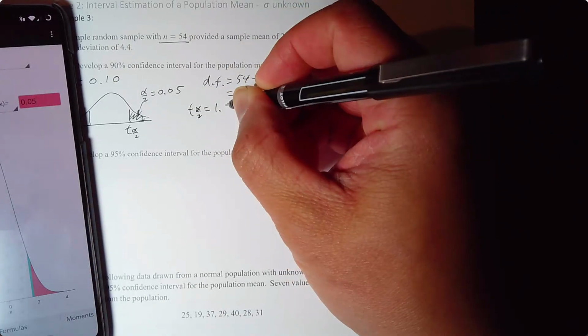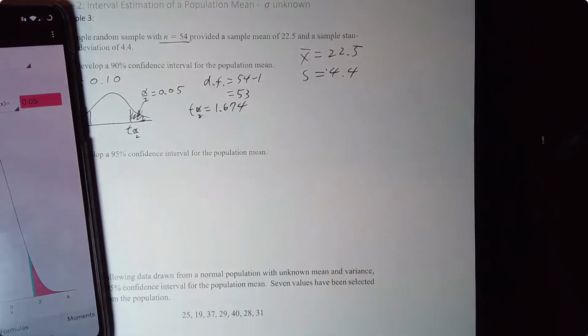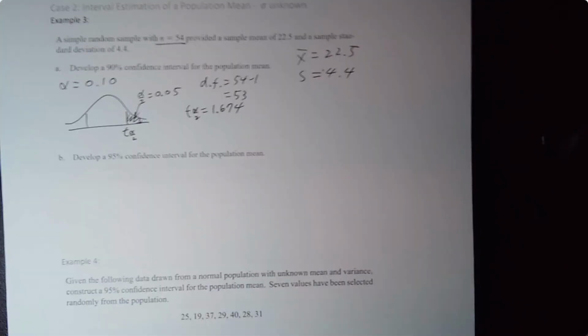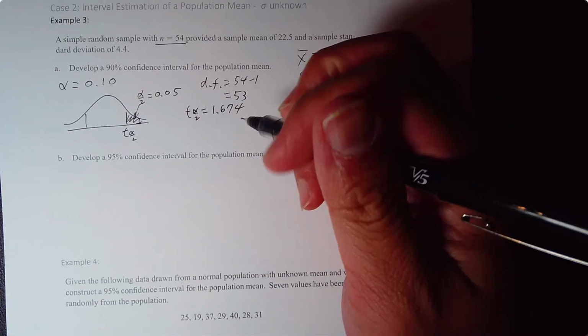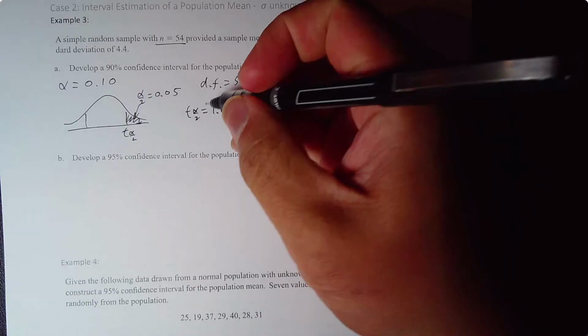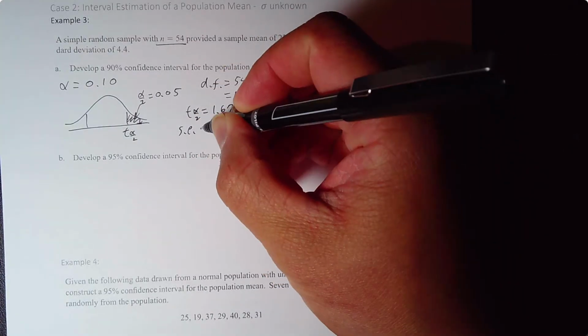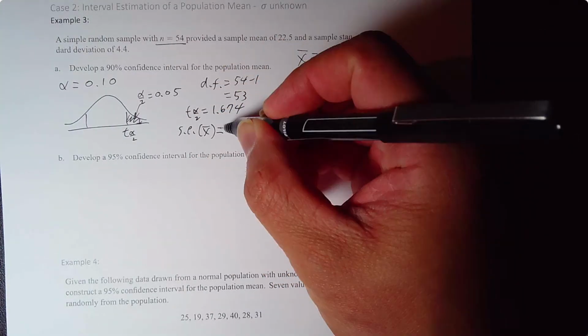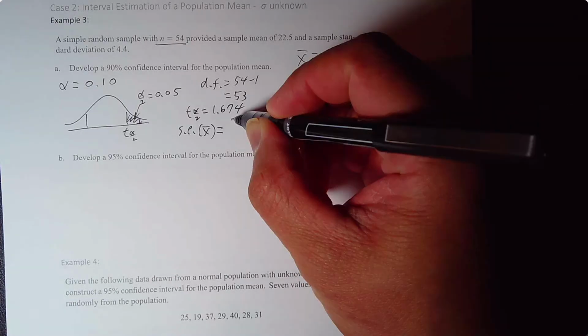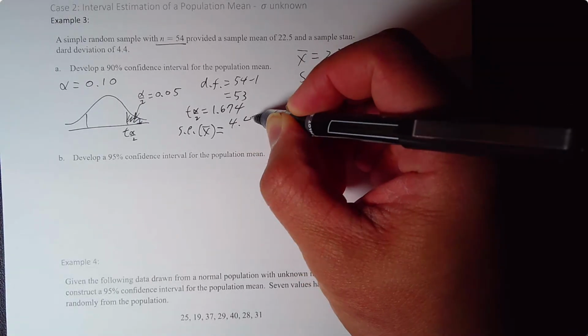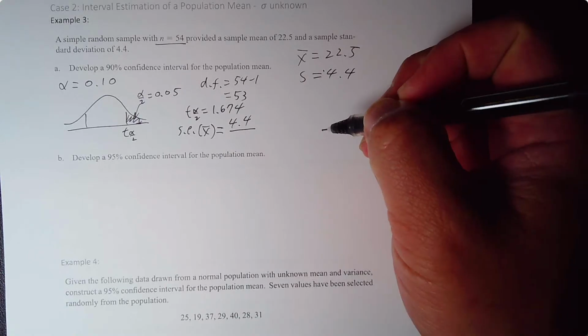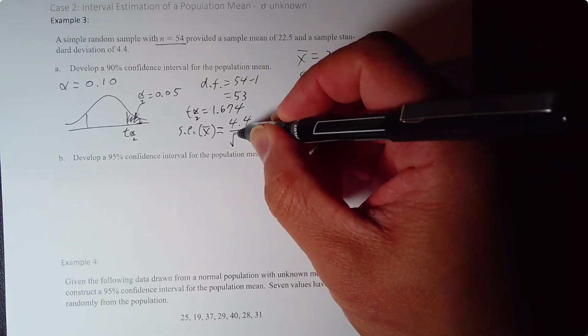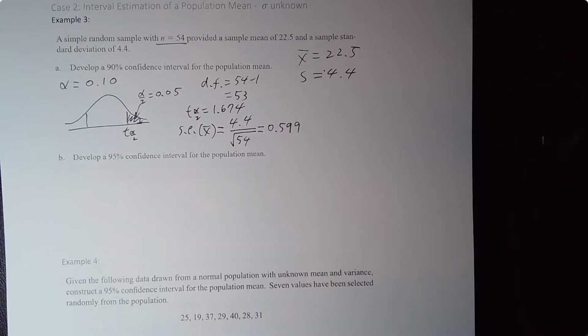So my t alpha over 2 equals 1.674. Now all I need is my standard error first. My standard error of x bar, again, I don't have sigma, so I'm going to use the sample standard deviation as an estimate for sigma, over the square root of 54. Okay, calculate that.